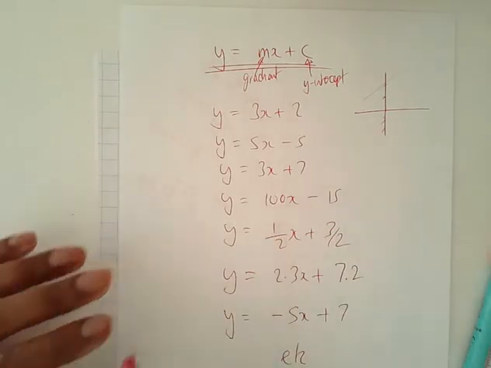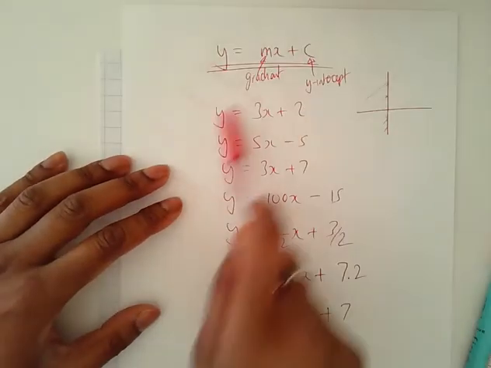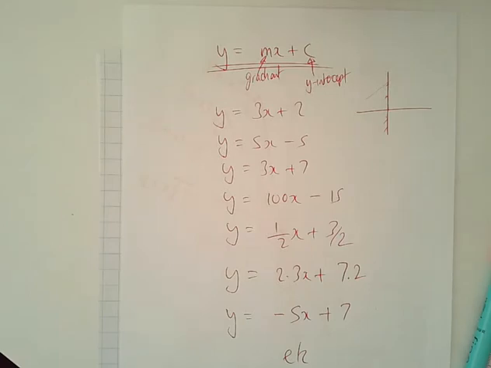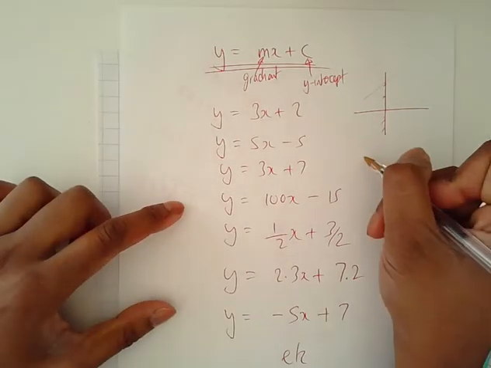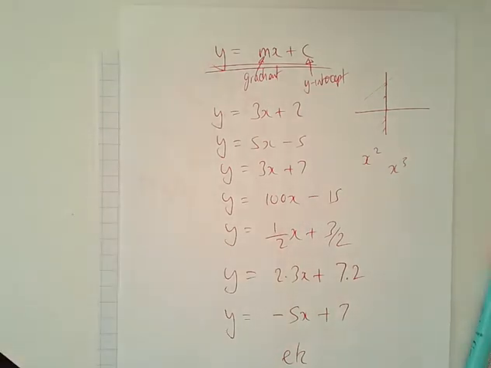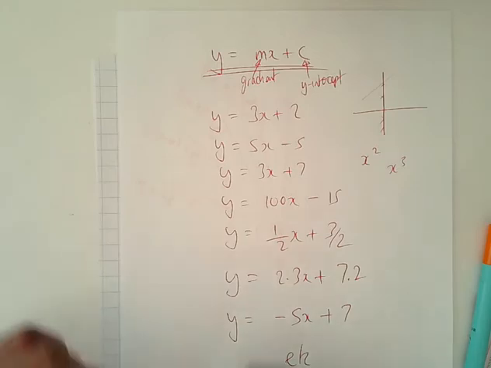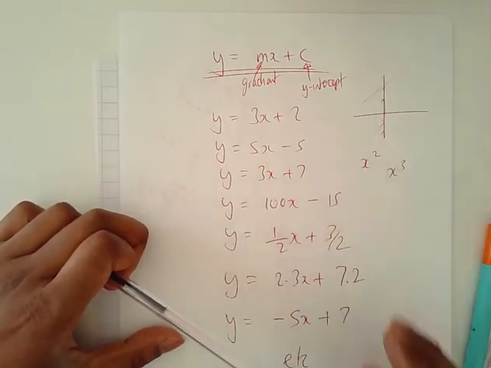So all of these are in the form y equals mx plus c. These are straight line graphs. So if you come across anything like this, they are straight line graphs. Whereas if you come across something that's got an x squared in it or an x cubed, those are not going to be straight lines. But we'll look at another video in the future on how to do graphs of these.